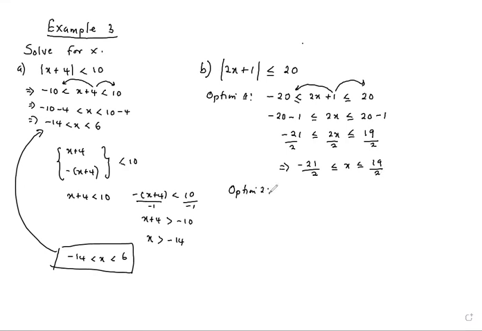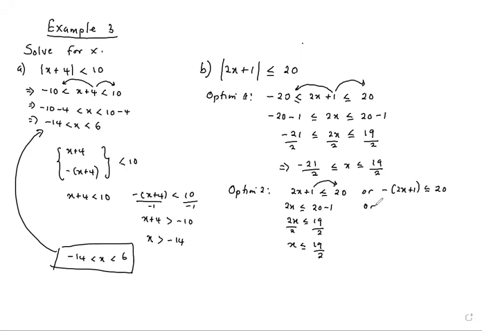Option 2, you keep 2x plus 1 less or equal to 20, or -2x plus 1 less or equal to 20. The first one, take one the other side, you get 2x less or equal to 20 minus 1, which is 2x less or equal to 19. Divide by 2, divide by 2, x is less or equal to 19 over 2.